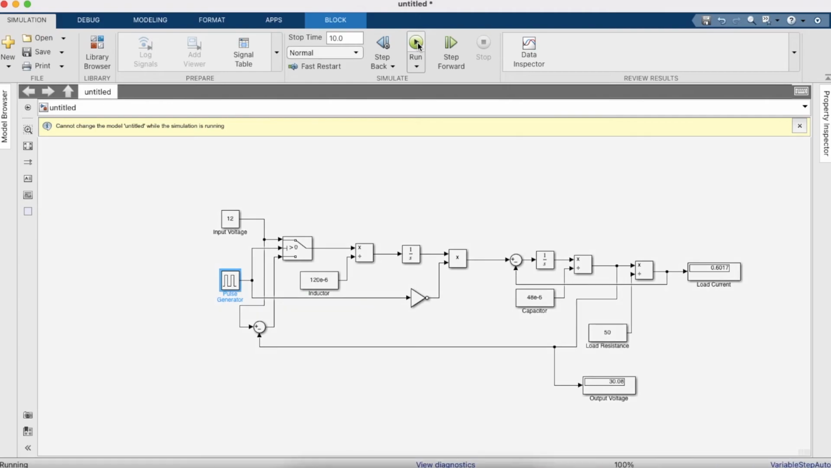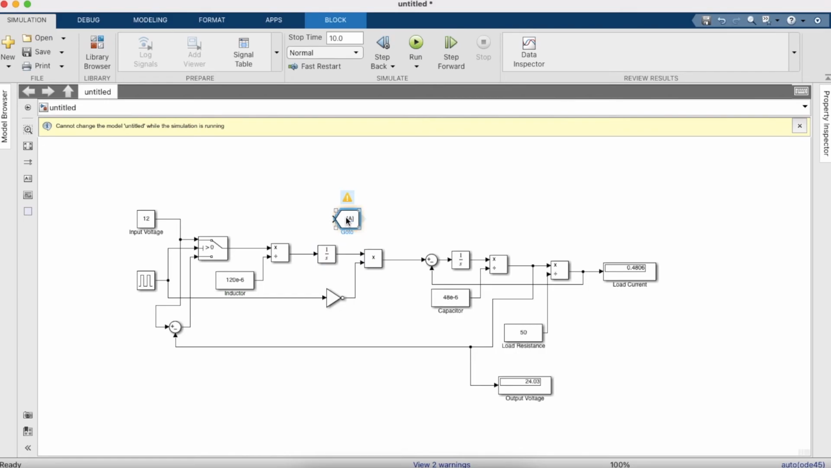Now let's run the model again. We changed the duty cycle to 50, and as you can see it's around 24 volts. This is the desired output voltage, and the load current is 0.78. 24 divided by 50 is around that region.